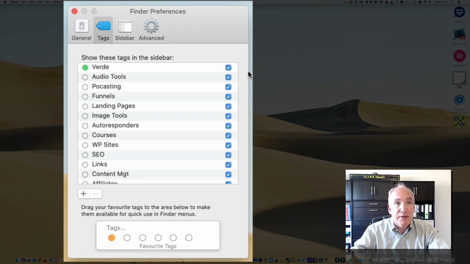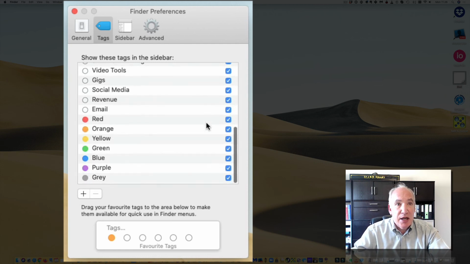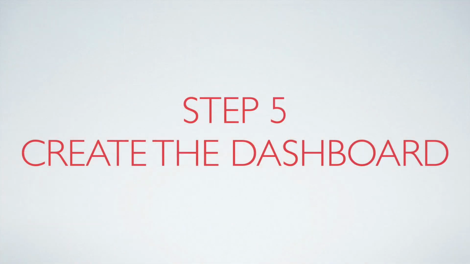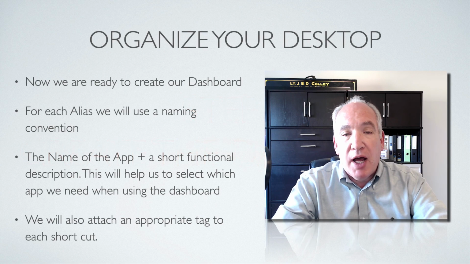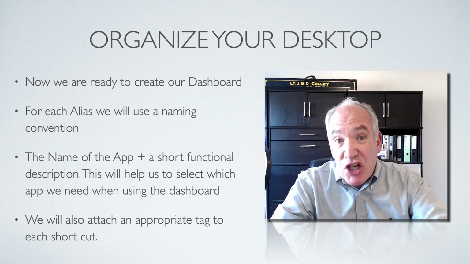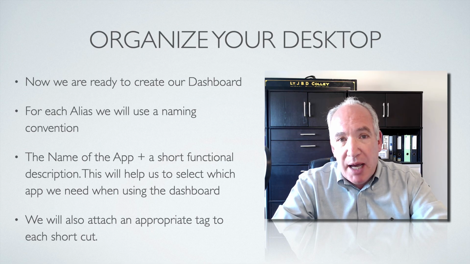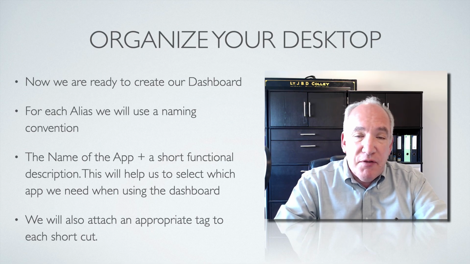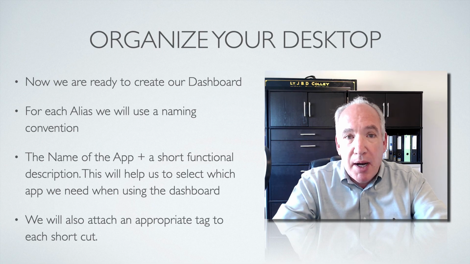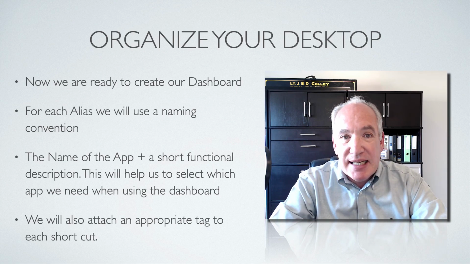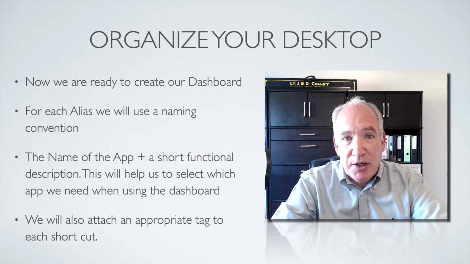So now you can see I've created a whole series of additional tags which we're going to use when we create our dashboard. Now we can turn our attention to step 5, where we're actually going to create our dashboard, our cockpit if you like, for flying our business. Now for each alias we're going to use a naming convention. I'm going to take the name of the application or the app or whatever it happens to be, plus a short functional description after it, just to help me remember what it is, which will then, when you're looking at the dashboard, make it easier to select what you're looking for. I'm also going to make sure there is an appropriate tag attached to each shortcut.